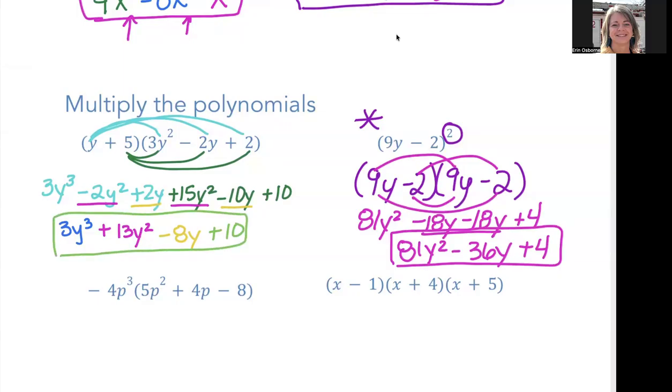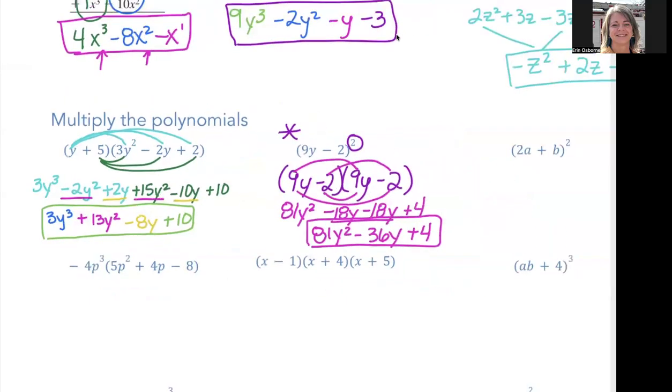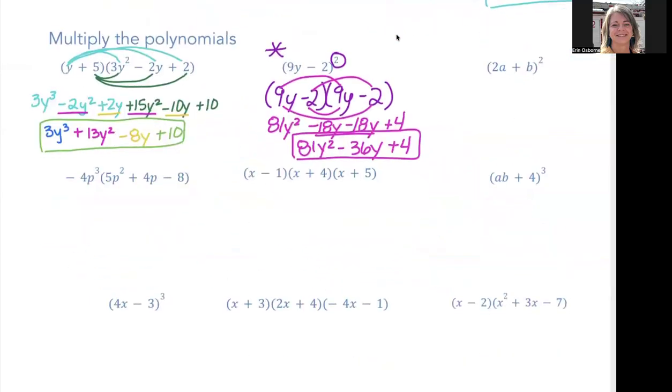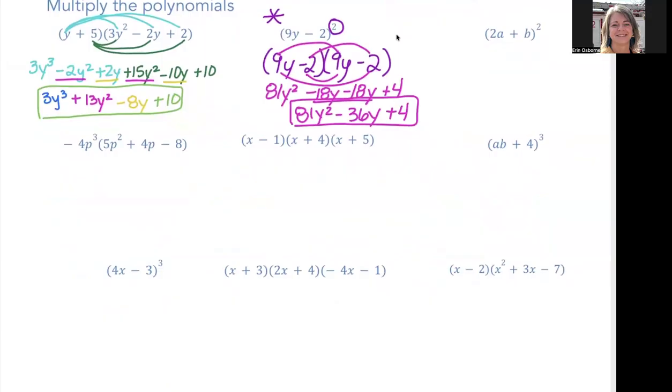This is not harder than foiling a binomial times a binomial. You just have more to keep track of. And so showing your work and keeping organized will be the key to not making any small mistakes. Now let's jump down the page and look at how the multiplication problems can look otherwise.